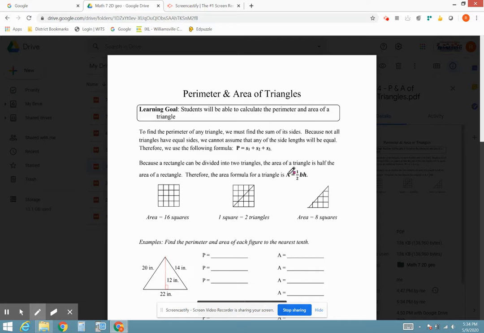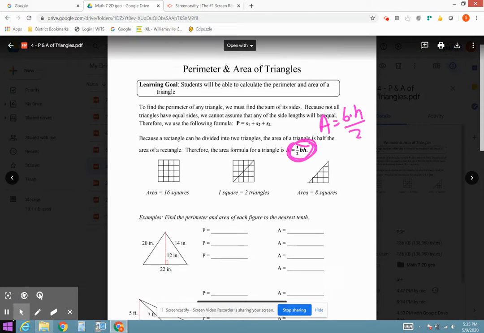So the area formula of a triangle is 1/2 base times height, or some kiddos like to write it as base times height divided by 2, which is okay, but this is really the preferred method, especially as you get older and become more mathematically mature. We really like to see the 1/2 base times height instead. So let's give it a go.